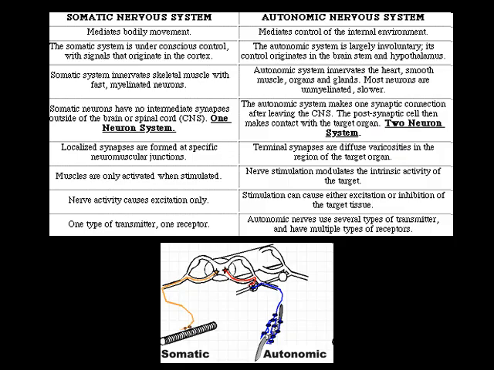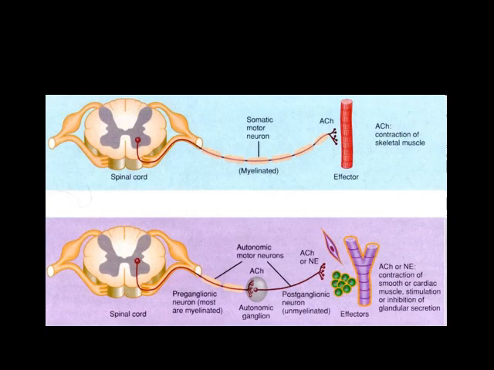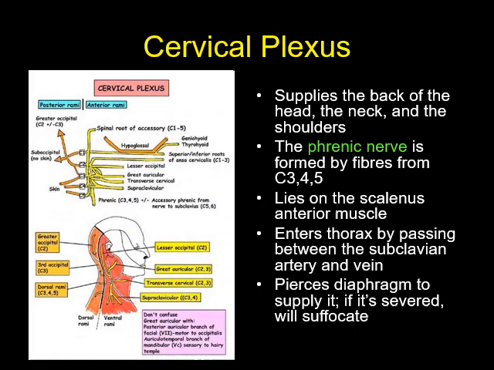And here again we have a summary slide showing the various outputs of the somatic versus autonomic, so the conscious versus the unconscious nervous system. Another diagram that we've seen before.